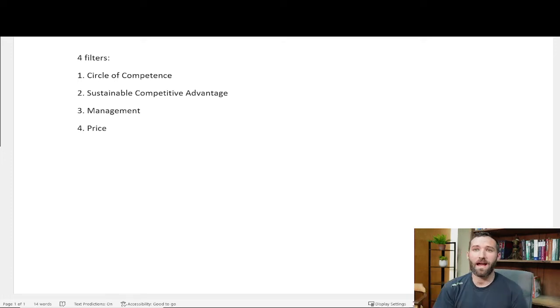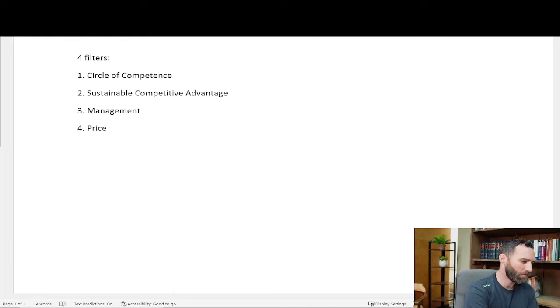Okay, so this is how to actually invest like Warren Buffett, part two. Part one, we went through the four filters, how Buffett thinks about investments and how to identify a quality investment.